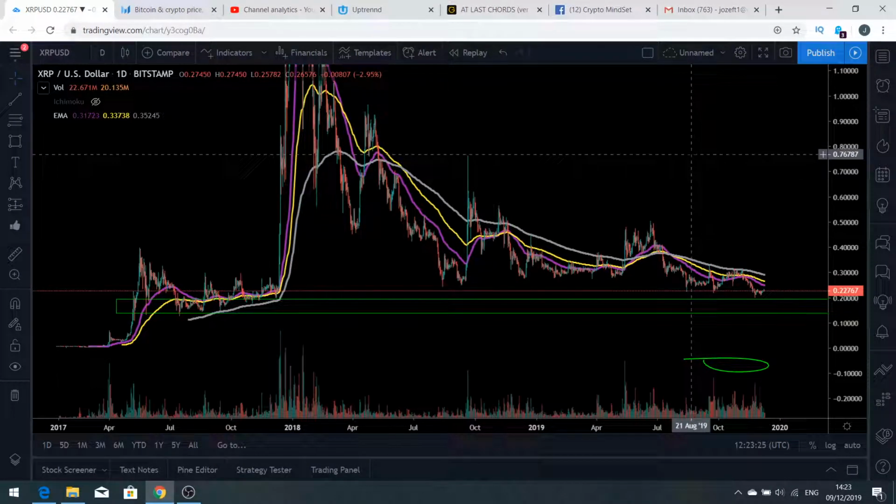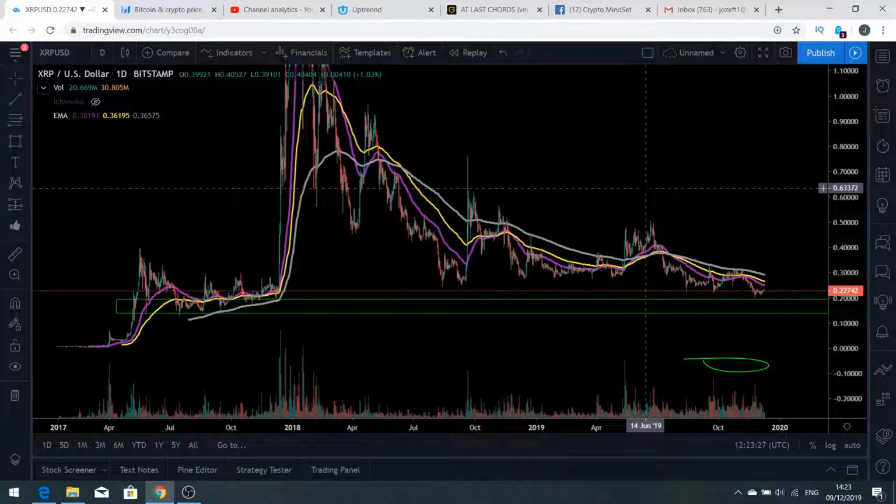So in my opinion, it's a no-brainer. I'm holding XRP in my portfolio, even if I'm in a loss for a few months. It doesn't matter to me.